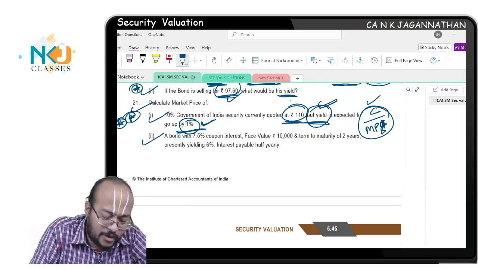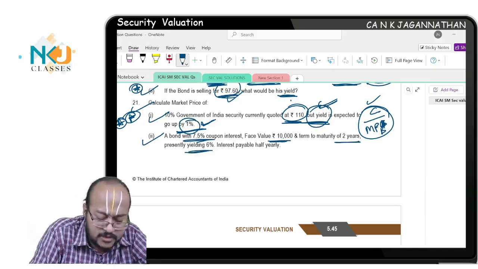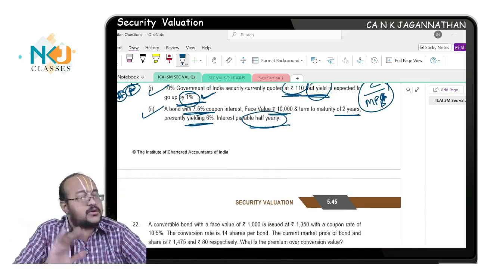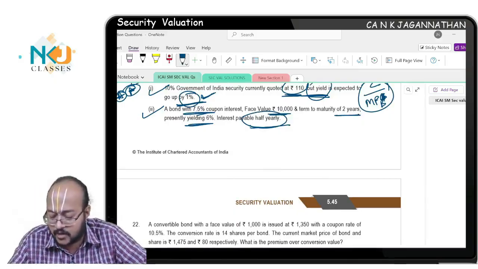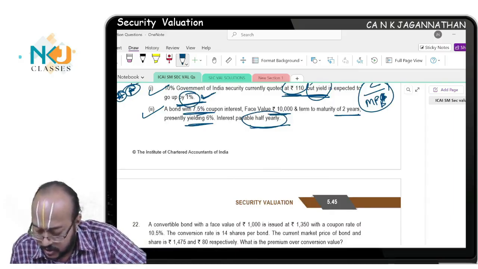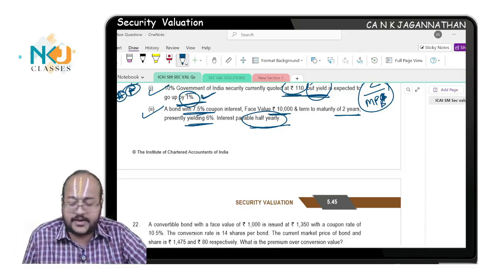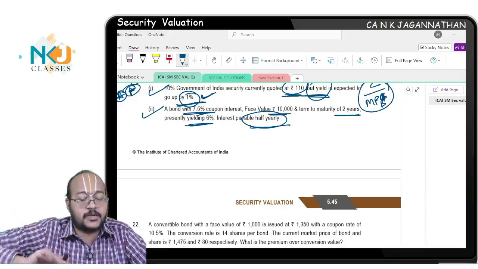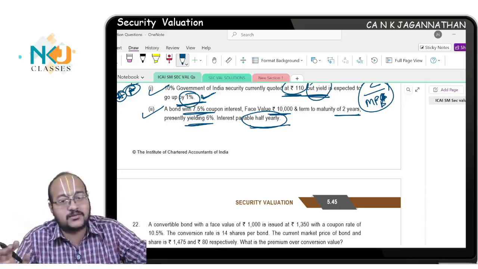A bond with 7.5% coupon interest, face value 10,000 and term of maturity 2 years, presently yielding 6%, interest payable half yearly. Wherever the question is about half yearly or quarterly payments and the term is not 1 year, you convert the entire data into periods. Assume 6 years is the bond maturity period.